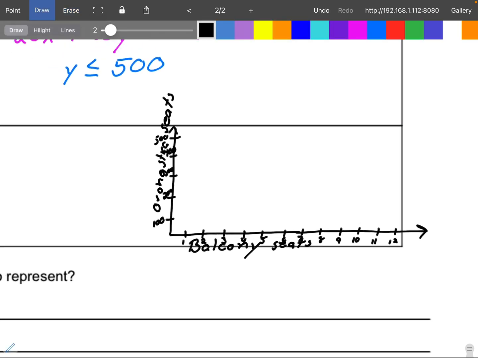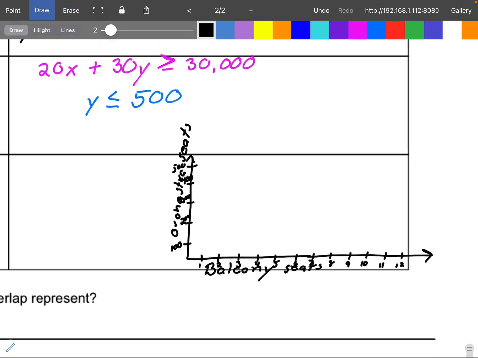Alrighty, so let's go ahead and graph. I'm going to start with the blue one because that one is probably the easiest to graph. It says that y has to be smaller than or equal to 500. So y equals 500 is right here. That means I'm going to have a solid line right there.